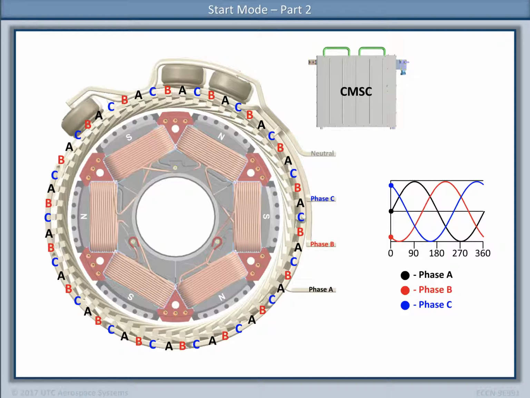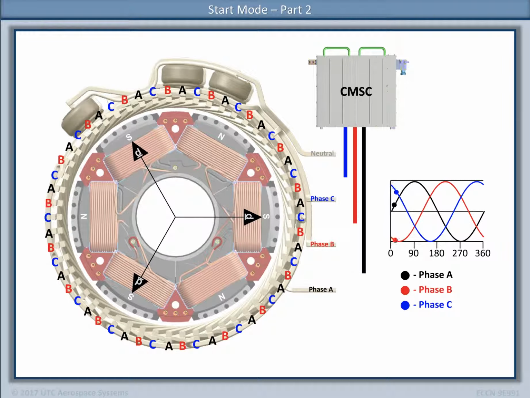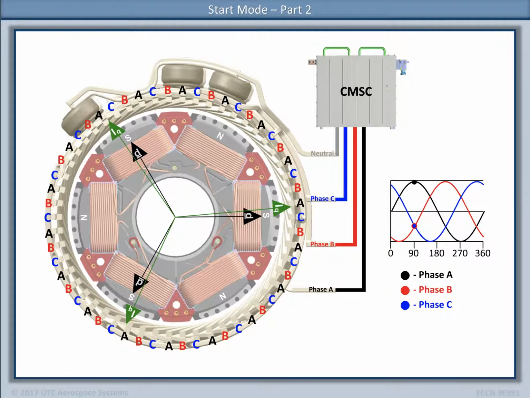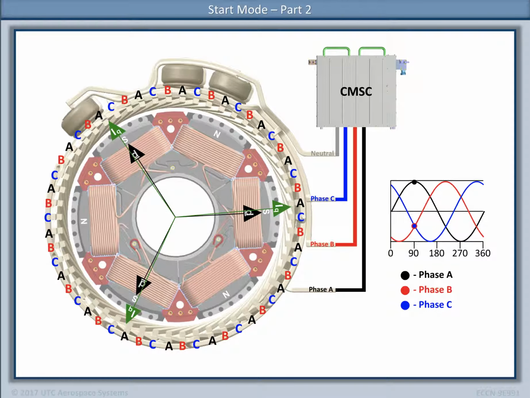Once the main rotor is magnetized, the CMSC can sense the main rotor magnetic flux vectors, d-axes, through the resolver feedback. Based on the position of the main rotor magnetic flux vectors, the CMSC then maximizes torque by supplying the necessary 3-phase current to the VFSG main stator, creating main stator magnetic flux vectors, I sub q, positioned at 90 electrical degrees, leading to the main rotor magnetic flux vectors. This torque causes the magnetic poles of the main rotor to pull toward the main stator magnetic flux vectors.